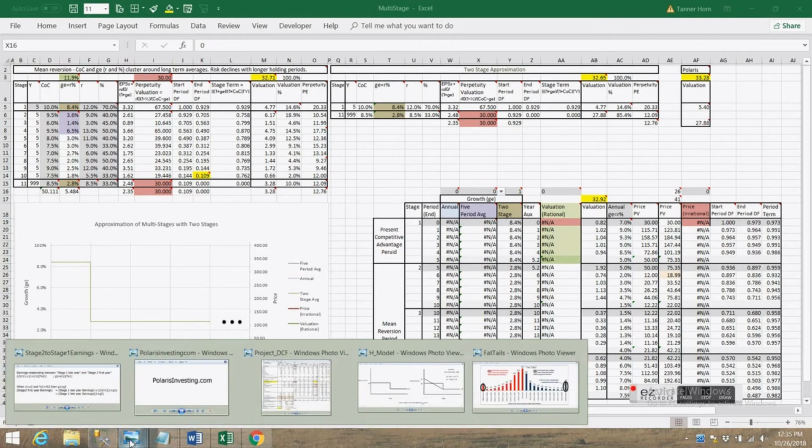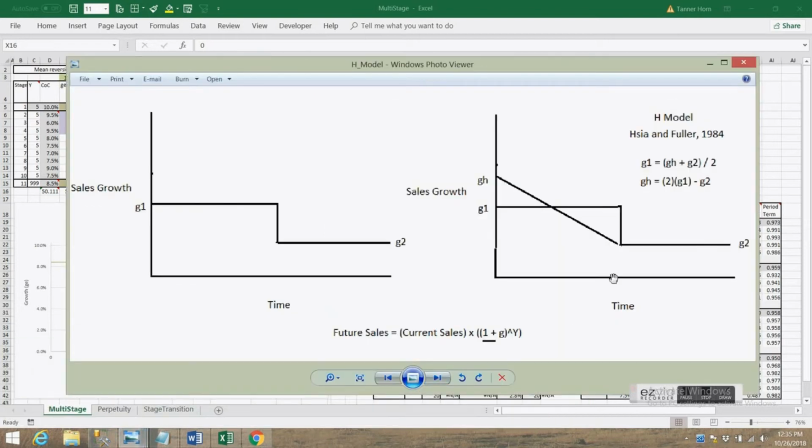So, some 30 years ago, a model was created called the H model, and I invite you to go out to the internet and do a search on the H model or the authors of it, and read a bit more about it. But it's a fairly straightforward idea: a two-staged approach is mathematically equivalent to assuming some high growth rate and then having a linear decline down into the subsequent stage, the mean reverted stage.